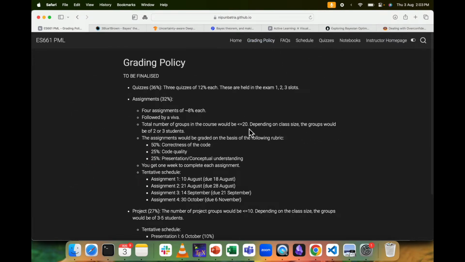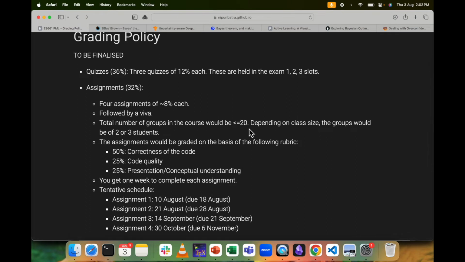I think the most important thing in which everyone would be interested is the grading policy. So we'll have 3 quizzes, 12% each, and the quizzes would be synced with the 3 exams. We'll have 4 assignments, roughly 8% each. Some could be 7, some could be 9. These would be programming assignments, and they would be followed by a Viva. So not just code would be run, but we'd also be asking certain questions in the Viva.